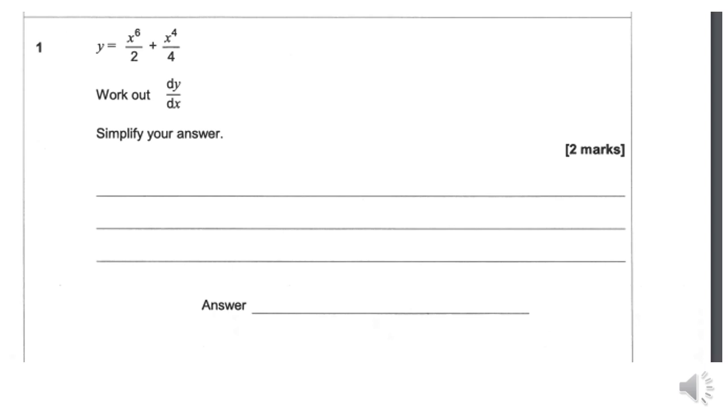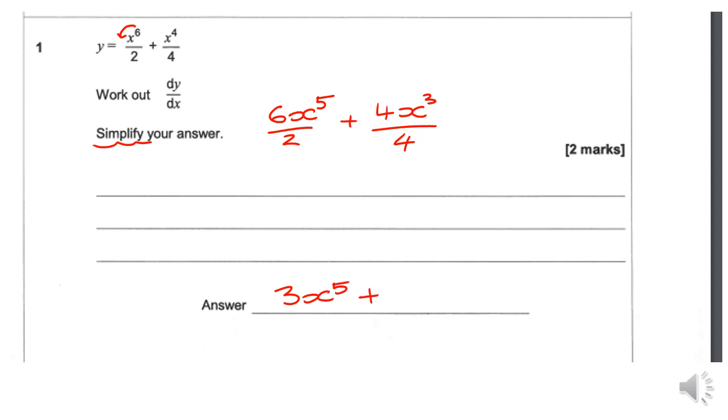Okay, so first off, this one's just asking us to differentiate. Remember that you multiply down by the power and then you take one off. So here we would end up with 6x to the power of 5, but that's still over 2, so it's 6 over 2x. And then likewise with the other one, we'd have 4x to the power of 3, taking one off the power, but that's all divided by 4. It wants us to simplify our answer, so we can't really leave it in that form, and you should always want to simplify that anyway. That would be 3x to the power of 5 plus x to the power of 3. An easy 2 marks in the bag. Next, please.